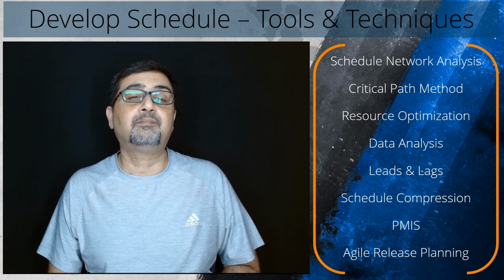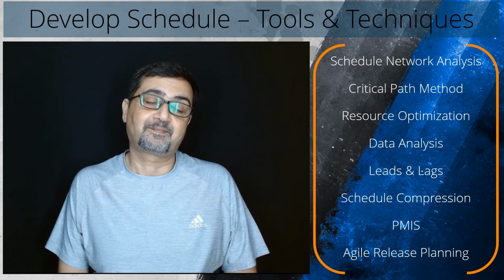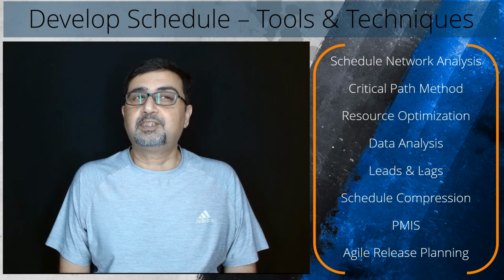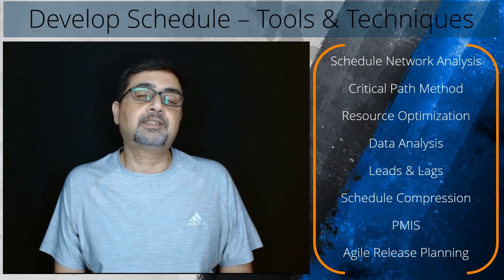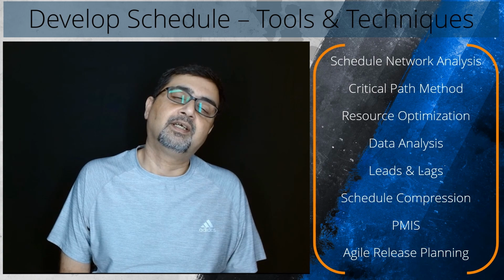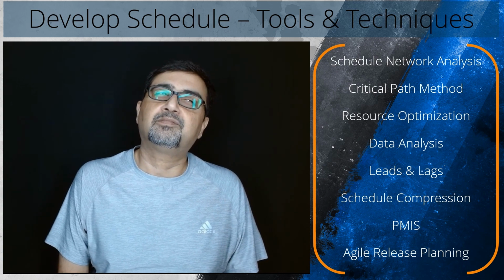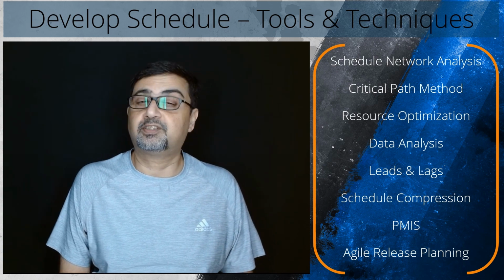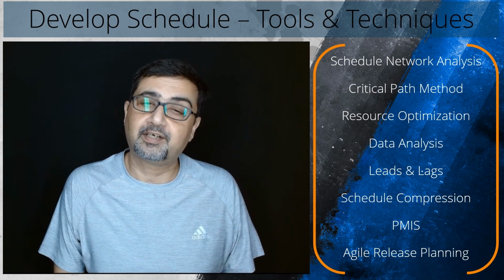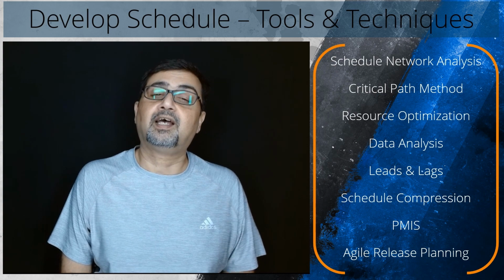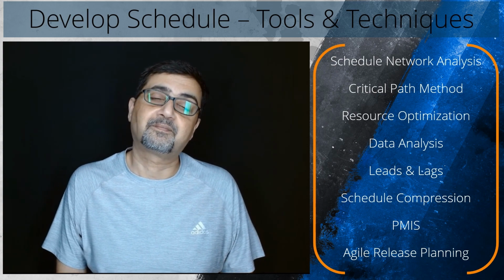Then we have the project management information system. Project management information systems include scheduling software that expedites the process of building a schedule model by generating start and finish dates based on the inputs of activities, network diagrams, resources, and activity durations.